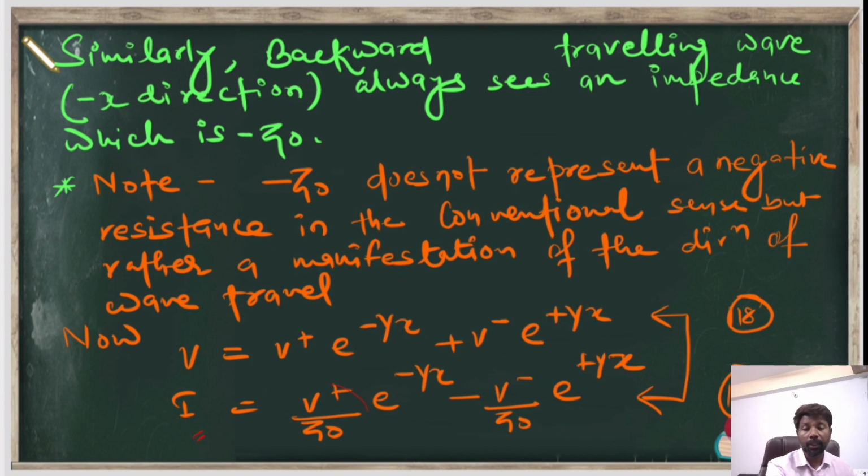After getting this, we try to find the relation between the arbitrary constants. With the help of these equations, v plus upon I plus is equal to Z0, and v minus upon I minus is equal to minus Z0. We have eliminated two constants, and the remaining constants are v plus and v minus. In the next class, we will eliminate one more arbitrary constant with the help of the voltage standing wave ratio. Thank you.